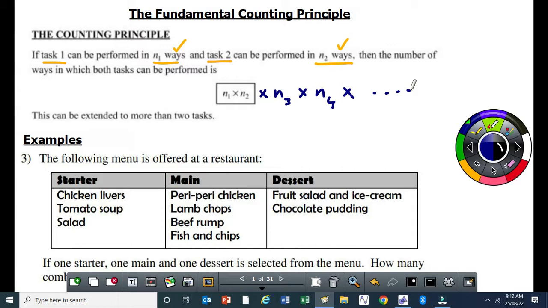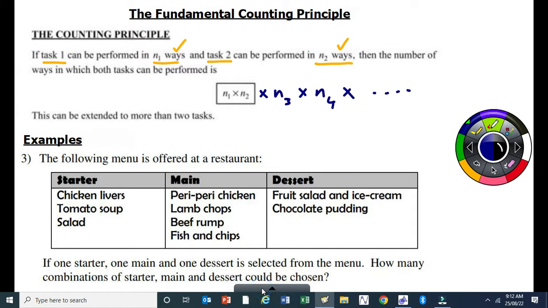So, the question will be, in how many ways can a person choose one starter, one main meal, and one dessert? If you look at the question here, it says, if one starter, one main, and one dessert is selected from the menu, how many combinations of a starter, a main meal, and a dessert could be chosen?